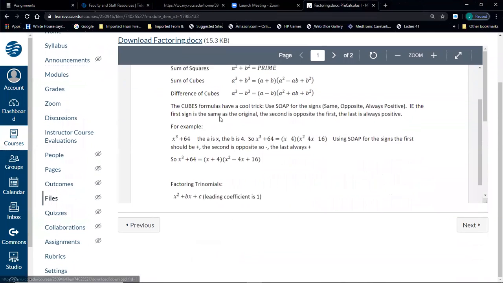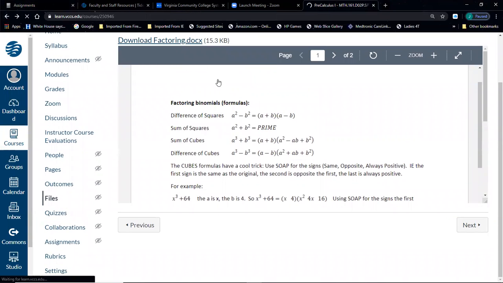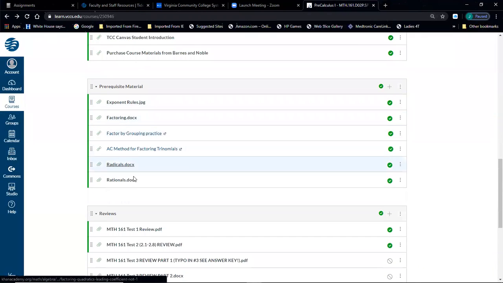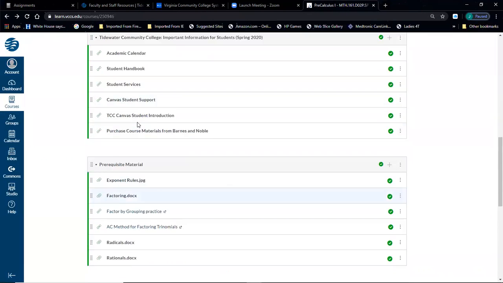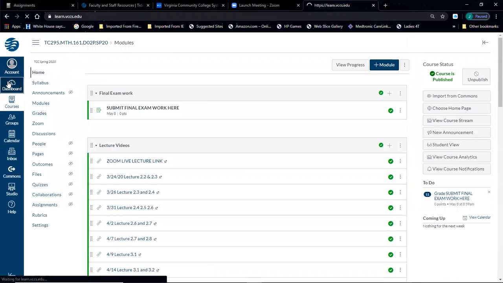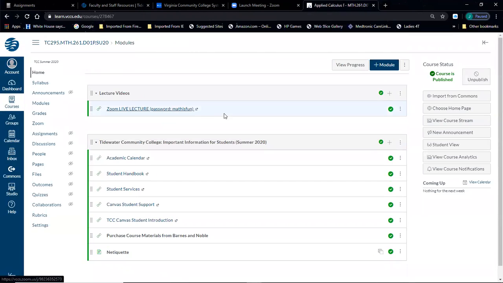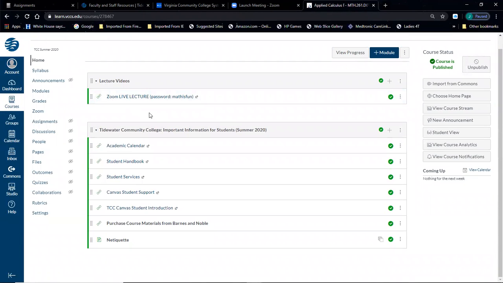I'll also get these extra documents, those prereq material, all 1, 2, 3, 4, 5, 6. I'll put all 6 of those files in our Canvas shell. So let's go back to our Canvas shell. There'll be a module for that.